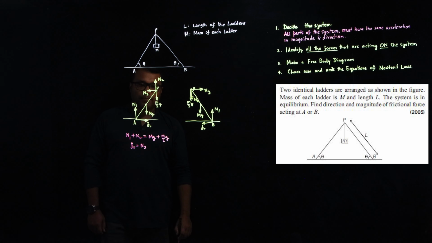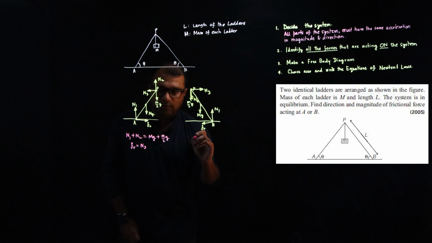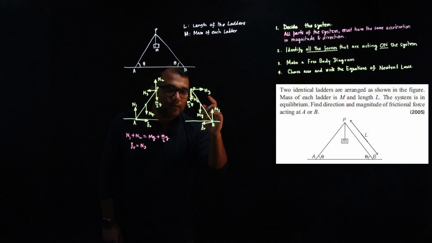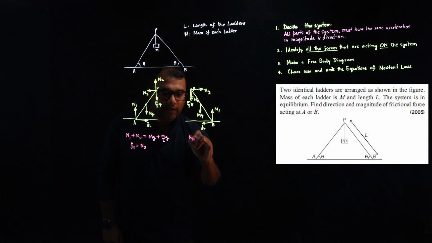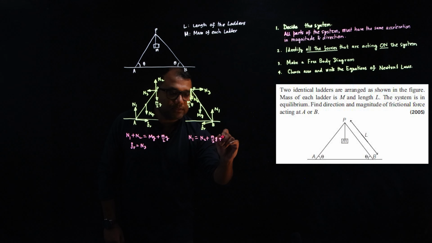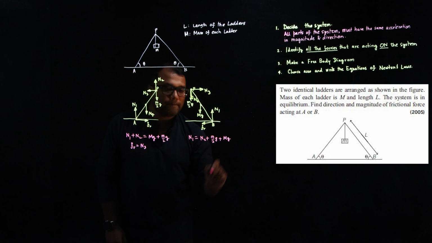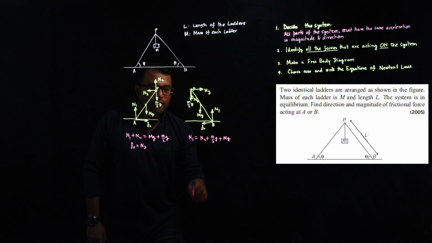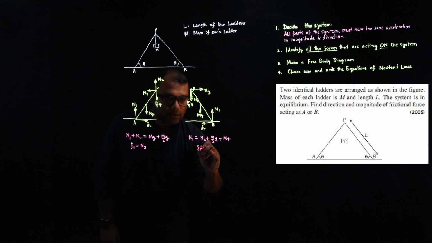Okay, now let's write another set of equations here. So vertical in the upward direction is only N1. In the downward direction is N2 plus m by 2 g plus mg. Okay, and friction is N3.